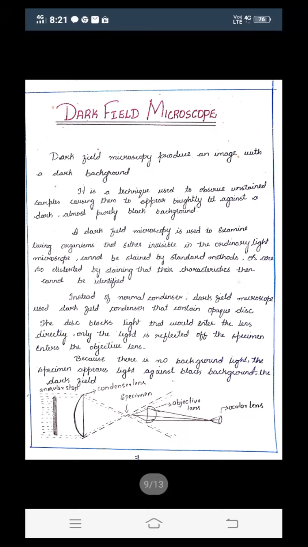For a few cells, when transparent cells are there, and when cells can absorb the stains, we will put the stain and observe their structure. That could be your safranin stain. There are so many other stains which we put and observe the cell structure. That is all about the bright field.